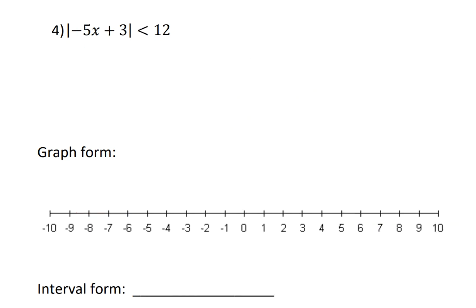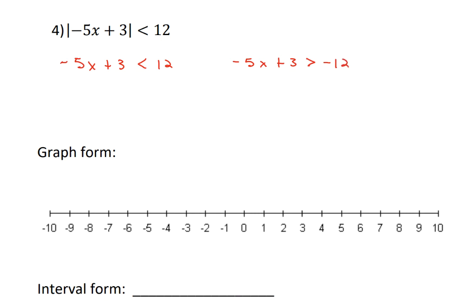Okay, this absolute value inequality has the absolute value of negative 5x plus 3 is less than 12. The absolute value is by itself on the left side of the inequality. Let's take it out of the absolute value symbol. So we have negative 5x plus 3 is less than 12, and we also have negative 5x plus 3 is greater than negative 12.